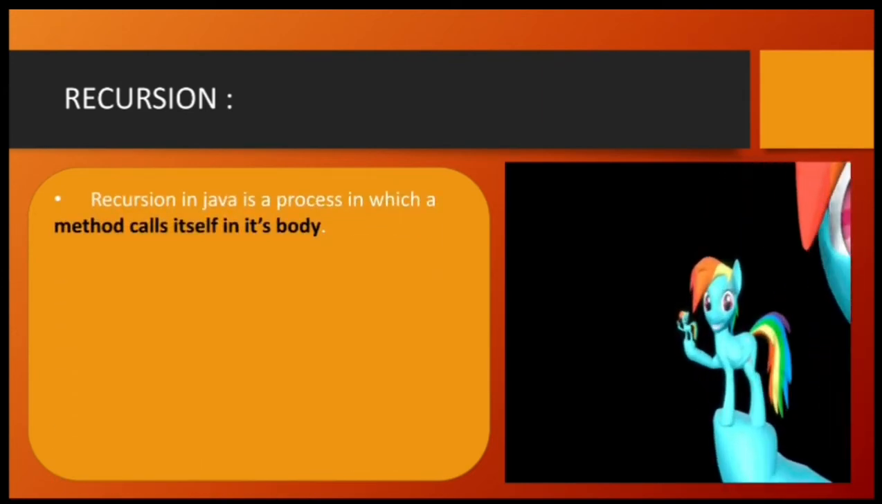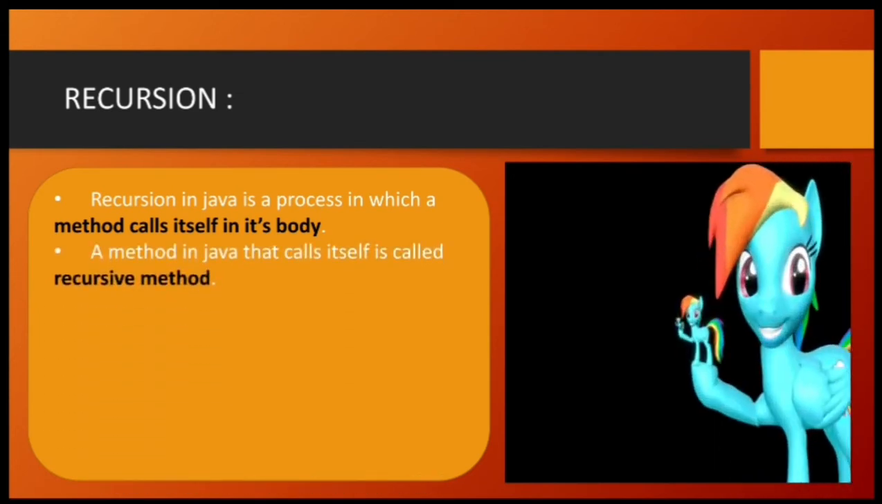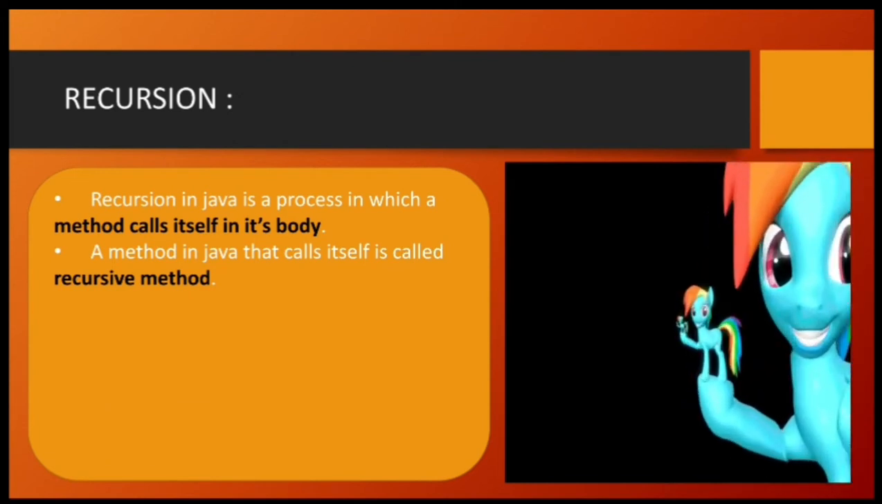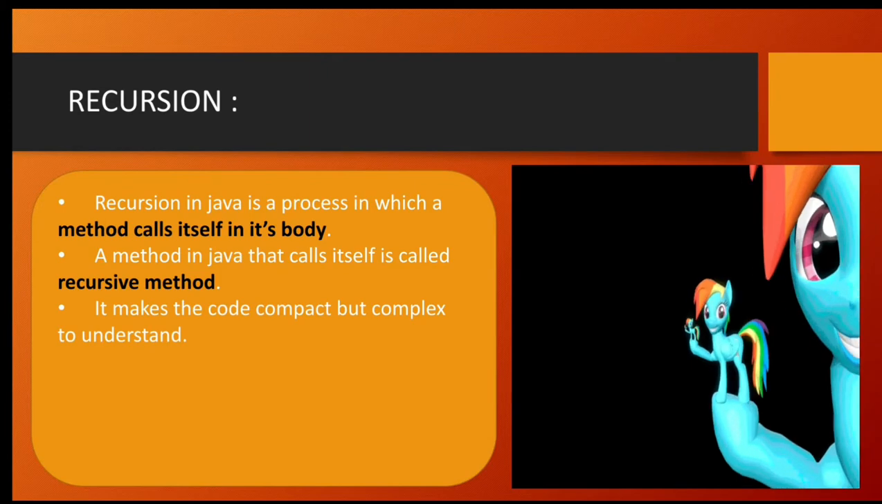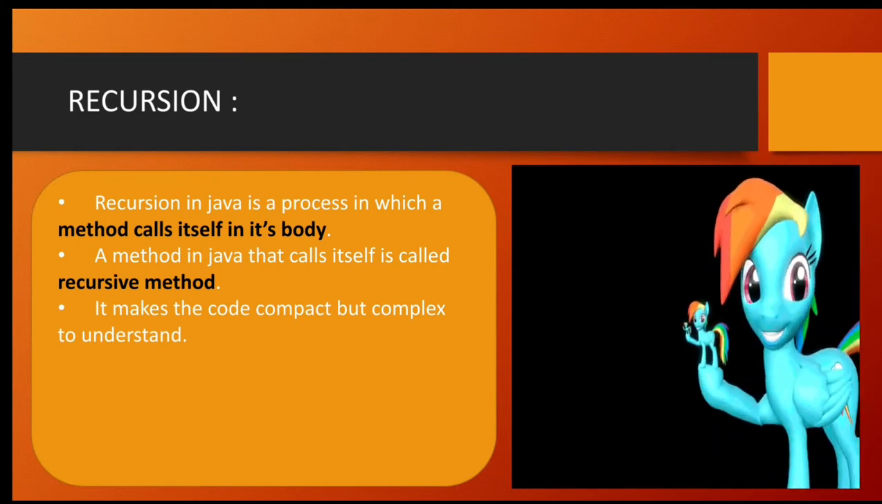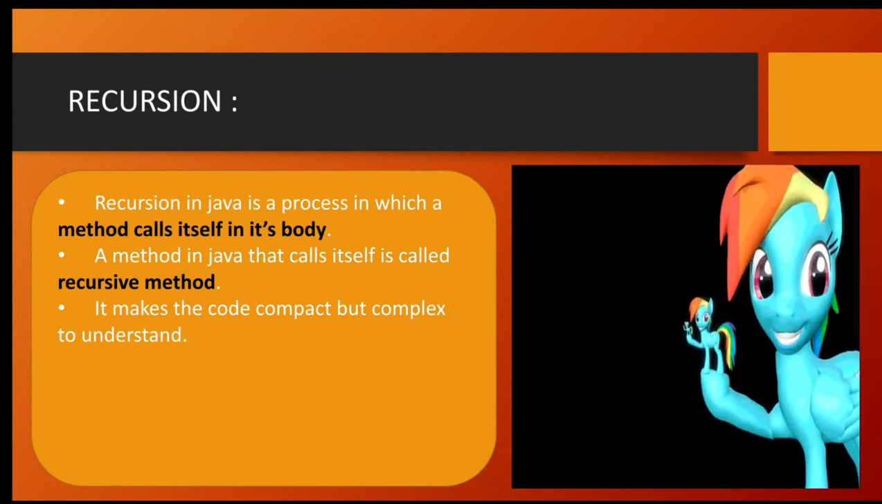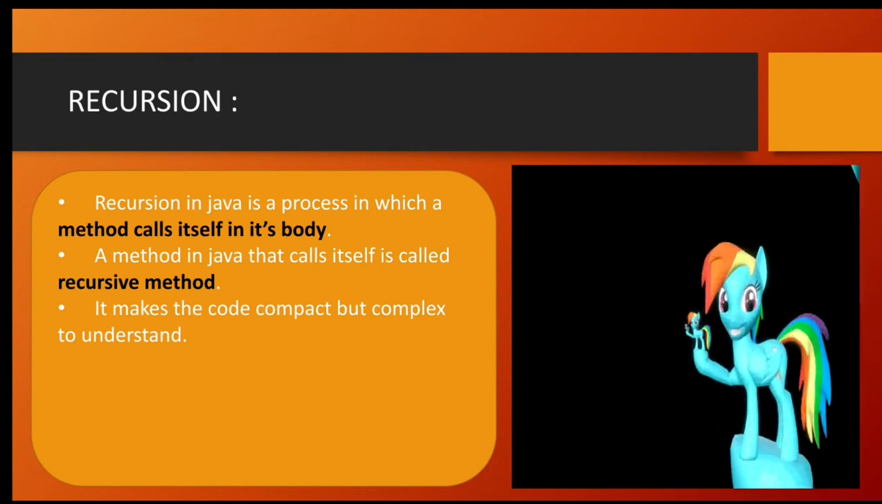Recursion in Java is the process in which a method calls itself in its body. A method in Java that calls itself is called a recursive method. Then it makes the code compact and complex. Compact means a shorter one and complex means it is a complicated one.